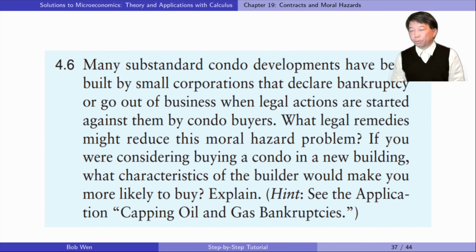Let's solve exercise 4.6. Many substandard condo developments have been built by small corporations that declare bankruptcy or go out of business when legal actions are started against them by condo buyers. What legal remedies might reduce this moral hazard problem? If you are considering buying a condo in a new building, what characteristics of the builder would make you more likely to buy? Explain.